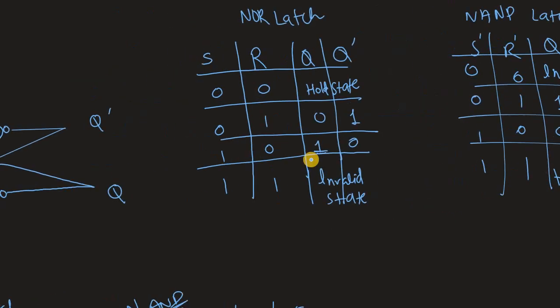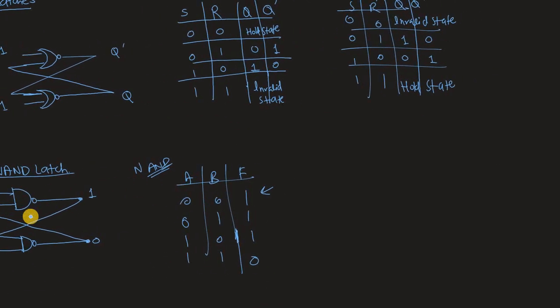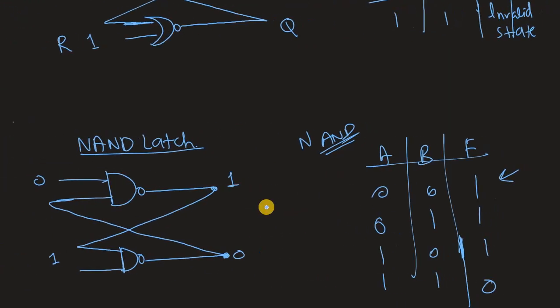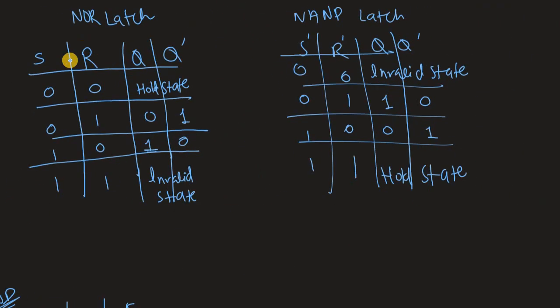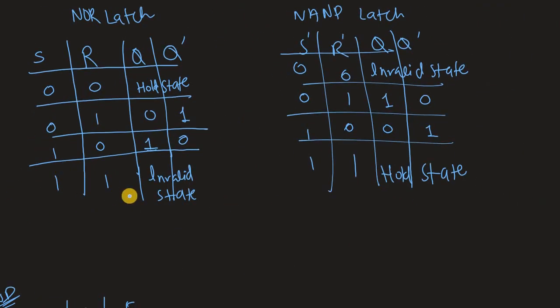Okay, so if you want, you can go ahead and verify your outputs for the truth table, but it's really easy to simply memorize the NOR latch table, and you can take the complement of this one to achieve the NAND latch table. Okay, so let's move on to the D latch now.